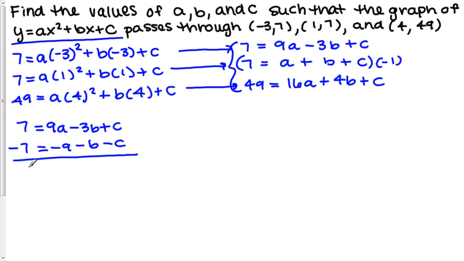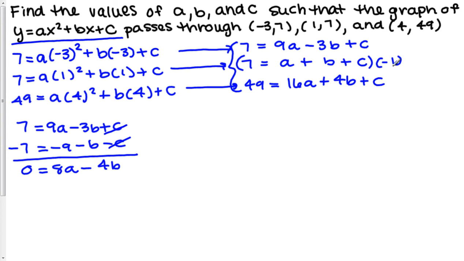7 minus 7 is 0. 9a's minus 1a is 8a. Negative 3b's minus 1 more b is negative 4b. And c minus c is 0. Goodbye.